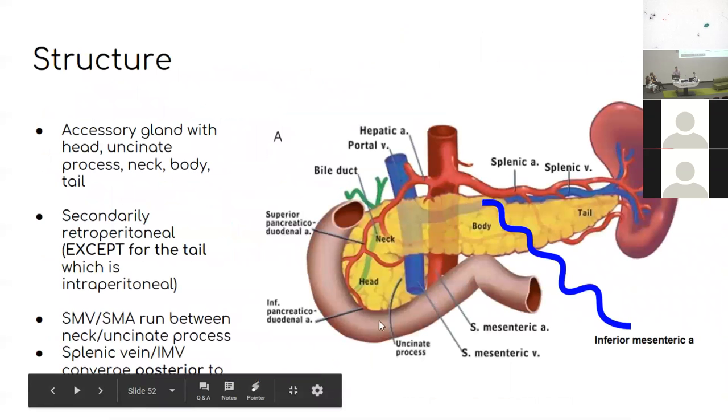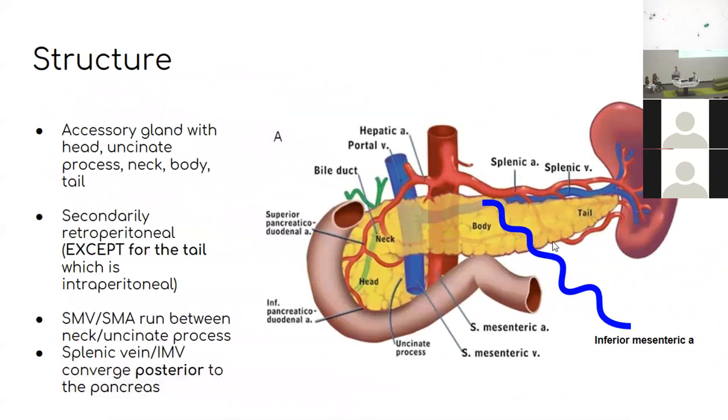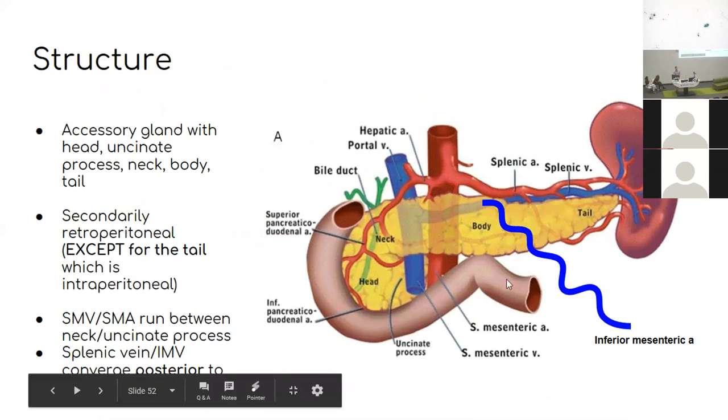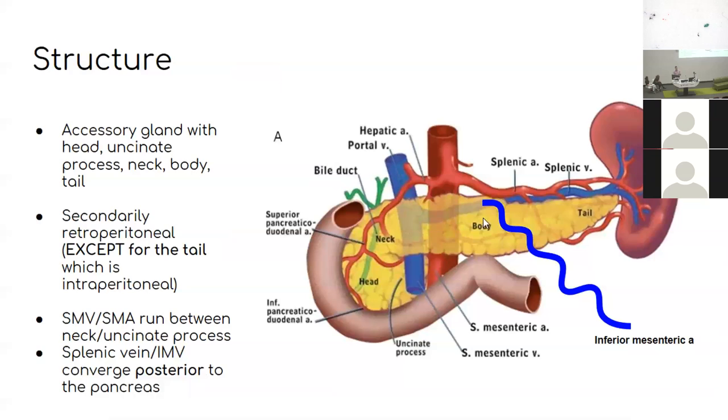So the pancreas. This boy here. So a couple of main parts. So you've got the head and then the uncinate process, which is just tucked in here, sometimes isn't mentioned, like in this diagram. You've got the neck, body and tail. Good thing to note is that the pancreas, most of it is secondarily retroperitoneal, whereas the tail is the only part that is intraperitoneal. So could definitely be a question on that.